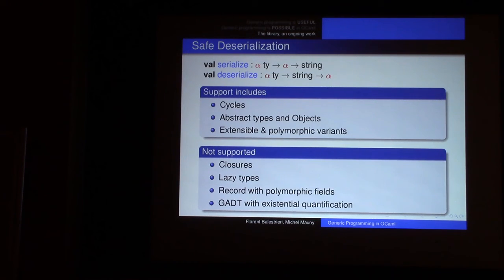So now you see the types of these safe functions. They can explicitly quantify over the type that we want to deserialize. So now we can check that a value is compatible with a type and avoid segmentation faults and other, I mean, we avoid breaking the type system basically.